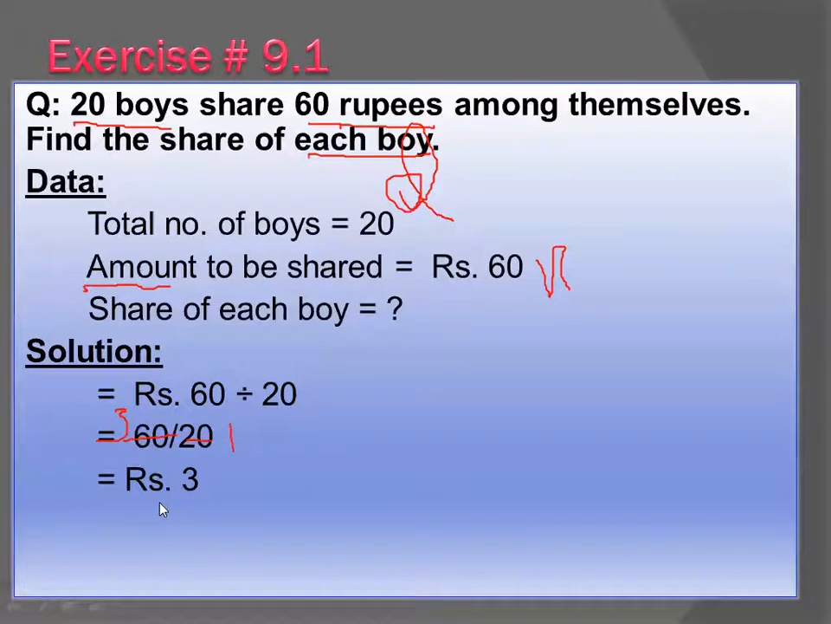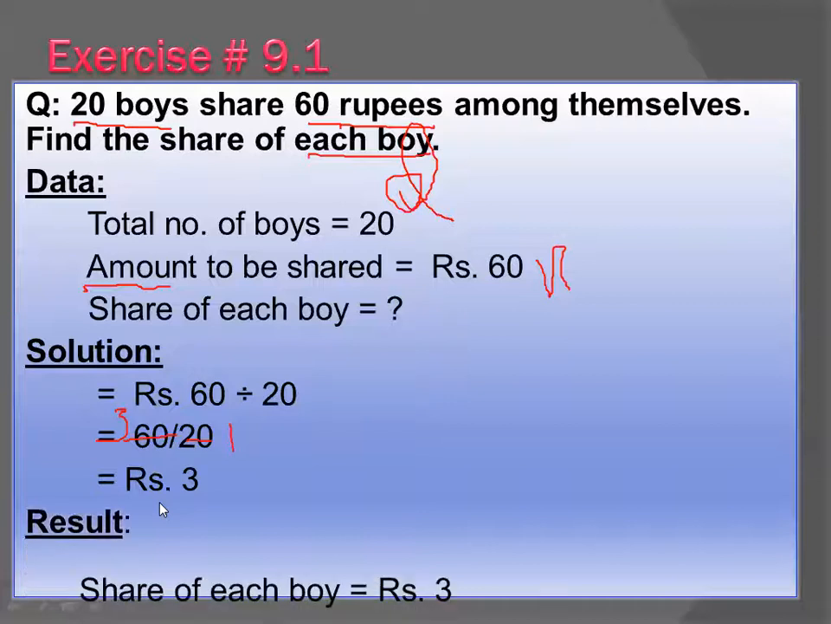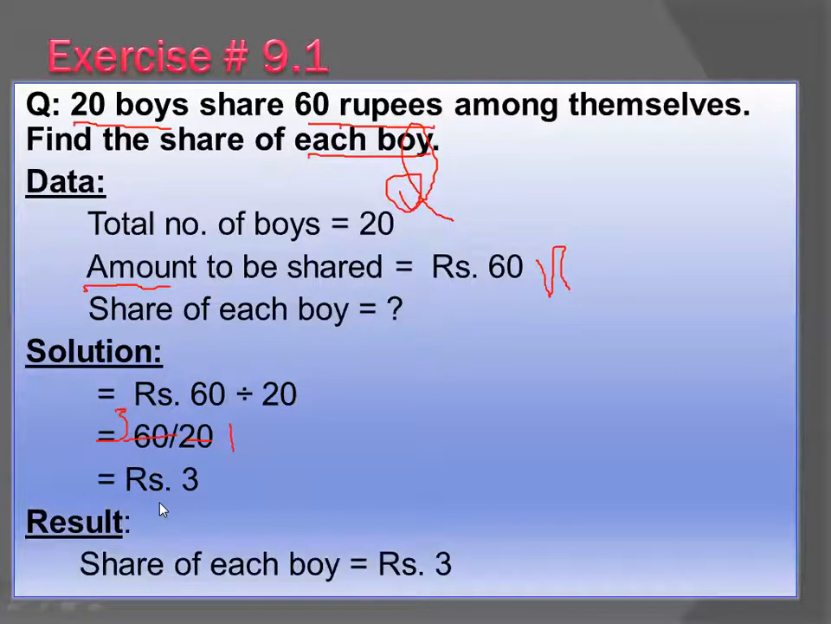Rupees 3. Okay, the unit is marked. If you do not write the unit, your marks will be deducted. So you have to write the unit. So what will be the answer? Share of each boy, or each boy will get rupees 3. Is that clear? Okay, now move on to the next one.